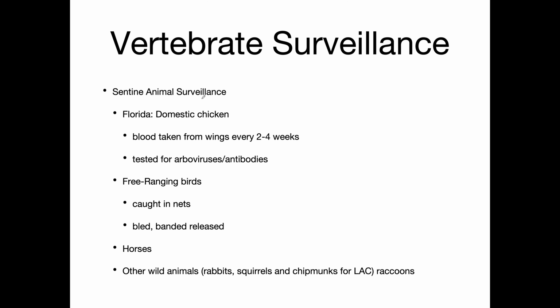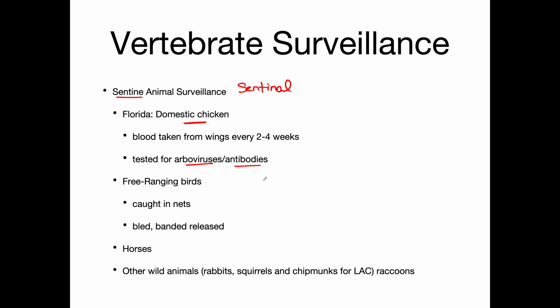In sentinel animal surveillance, that was that animal that was put in the Magoon trap that I talked about earlier. These are called sentinel animals, so it's sometimes referred to as sentinel surveillance. In Florida, we use a domesticated chicken. Blood is taken from the wings every 2 to 4 weeks and tested for the presence of arboviruses as well as tested for the presence of antibodies.